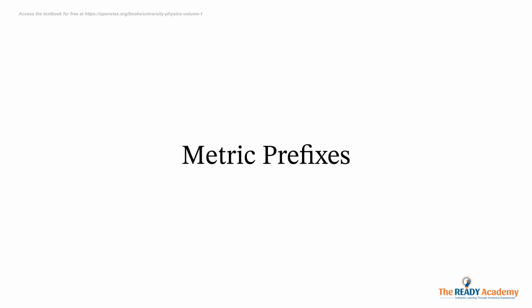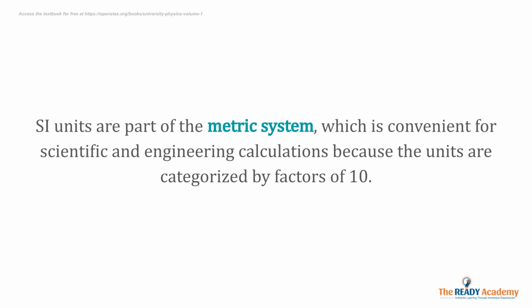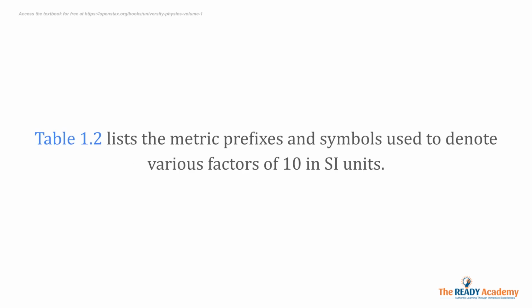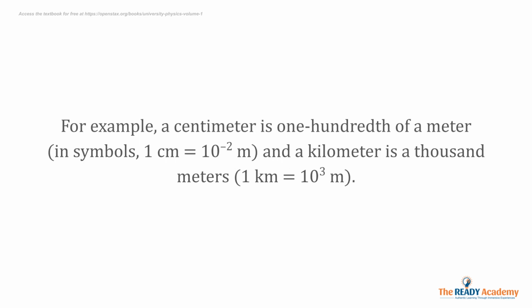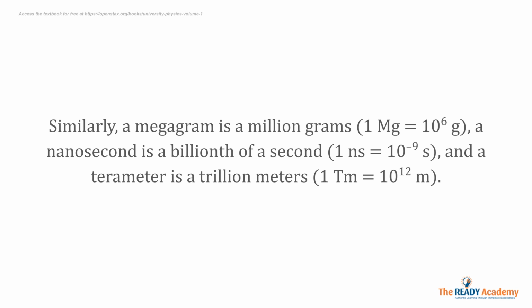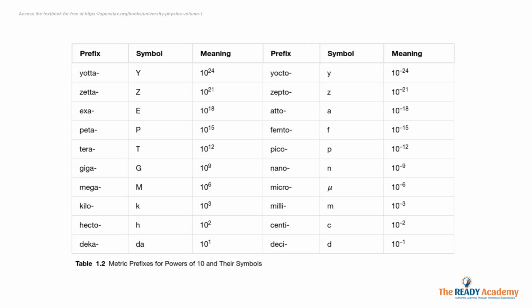Metric prefixes. SI units are part of the metric system, which is convenient for scientific and engineering calculations because the units are categorized by factors of 10. Table 1.2 lists the metric prefixes and symbols used to denote various factors of 10 in SI units. For example, a centimeter is 1/100th of a meter, and a kilometer is 1,000 meters. Similarly, a megagram is 1,000,000 grams, a nanosecond is 1/1,000,000,000th of a second, and a terameter is 1,000,000,000,000 meters. Table 1.2, metric prefixes for powers of 10 and their symbols.